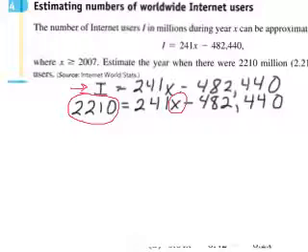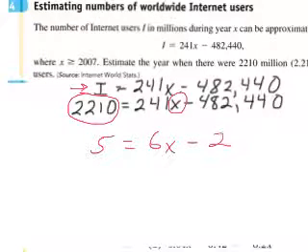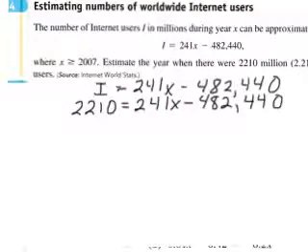482,440 to both sides. Sometimes when you look at a thing with big numbers like this, it looks complicated and you think, oh, I can't do that, it's too hard for me. But it's exactly the same as if we were doing a simple problem with little numbers like 5 equals 6x minus 2. It's the same procedure. Just don't let the numbers scare you. We're going to add 482,440 to both sides.